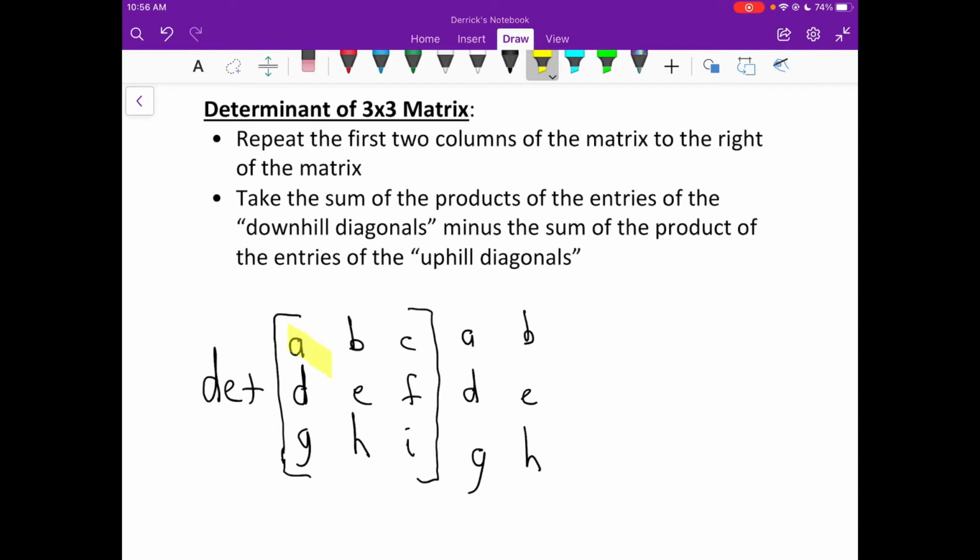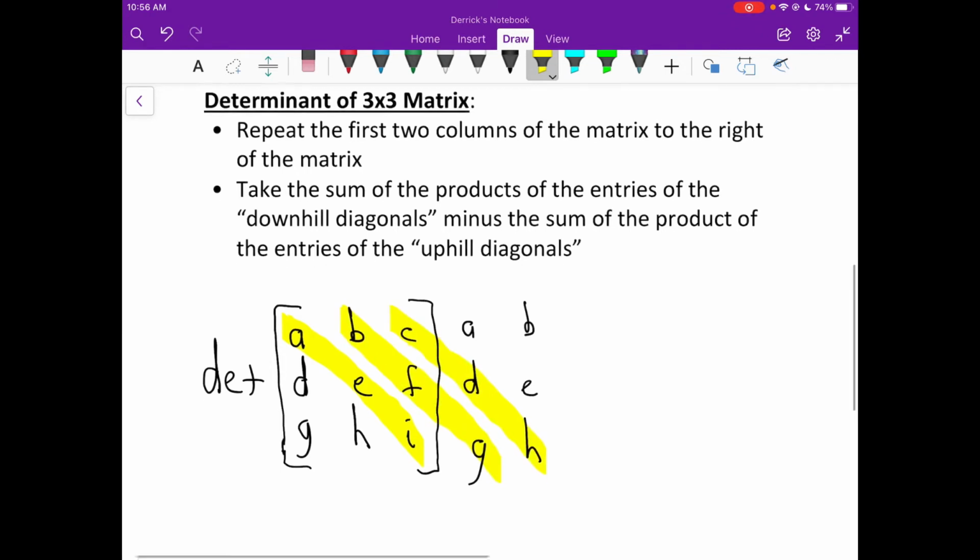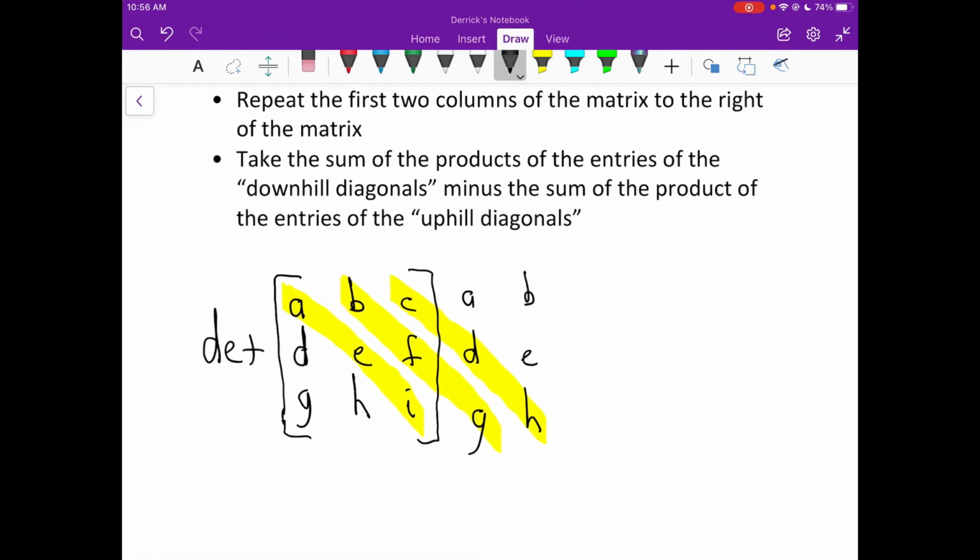If we start with our downhills, we have 3 downhills that have 3 numbers in them. That would be A, E, I. That would be B, F, G. And that would be C, D, H. We multiply the numbers within each diagonal and then add those products together. Meaning you would take A times E times I, add that to B times F times G, and add that to C times D times H. All of that together gives you one number for your downhills.